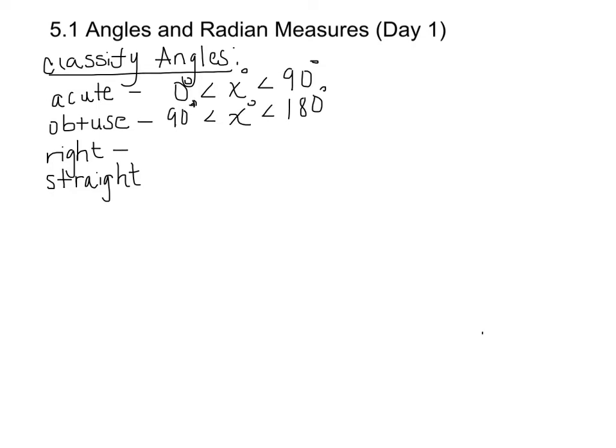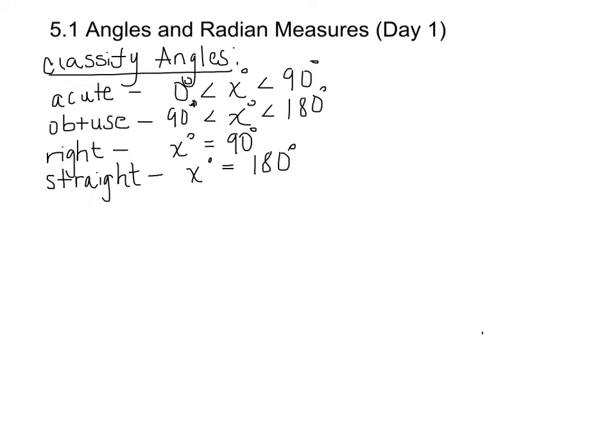And then, of course, a right angle is equal to 90 degrees. And then a straight angle is equal to 180 degrees. So those are the 4 types of angles that you will cover in this section. So they'll give you the angle measurement, and then depending upon which category it falls, that's how you would classify the angle.